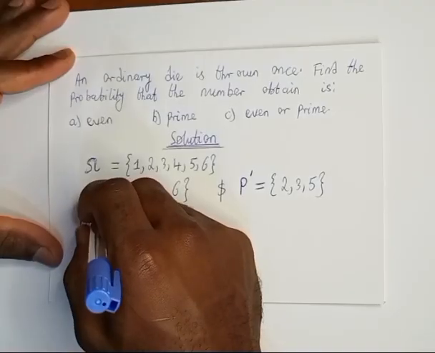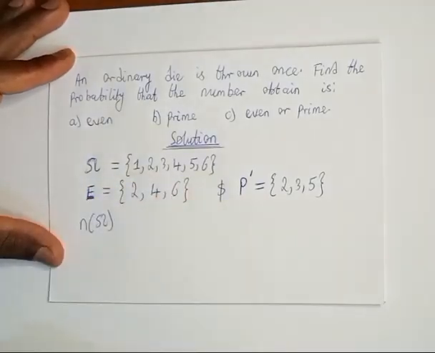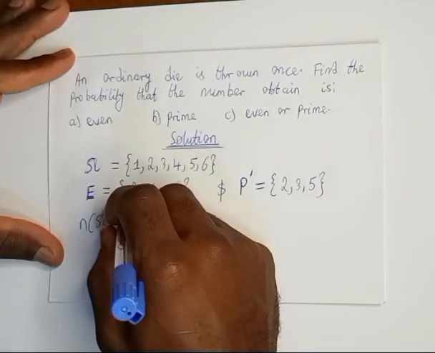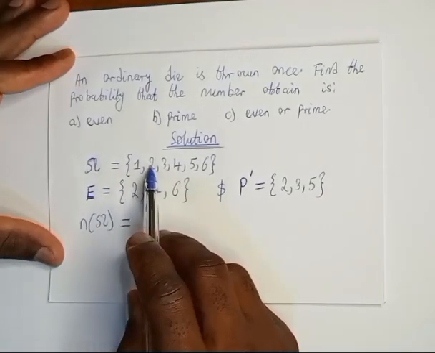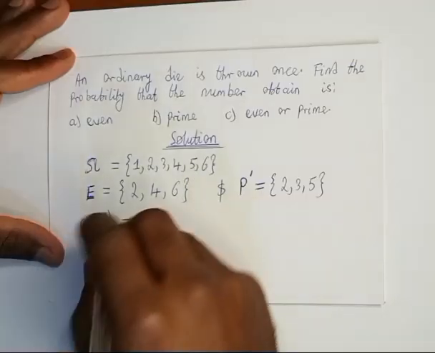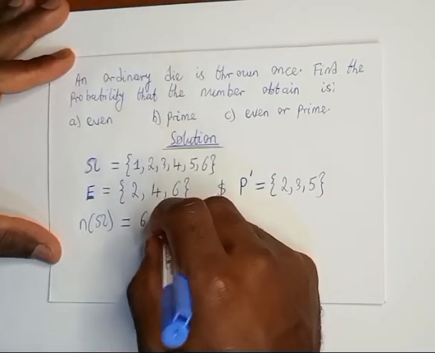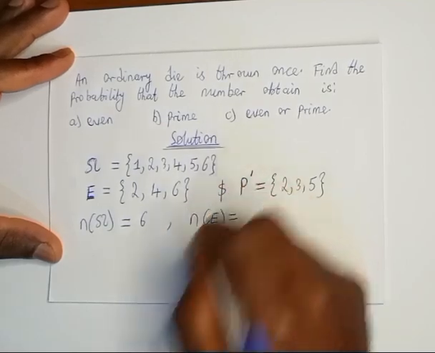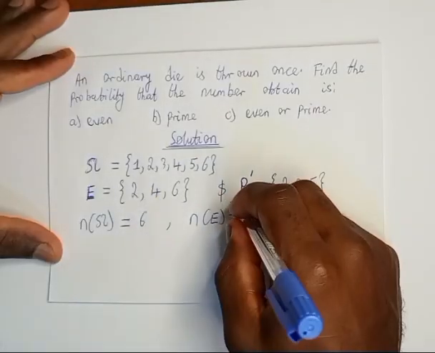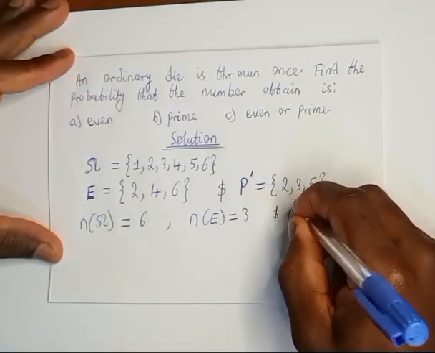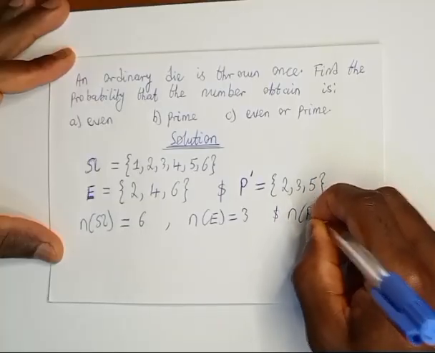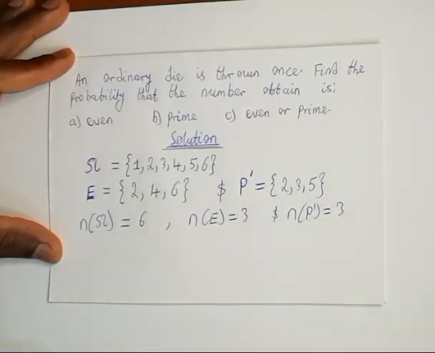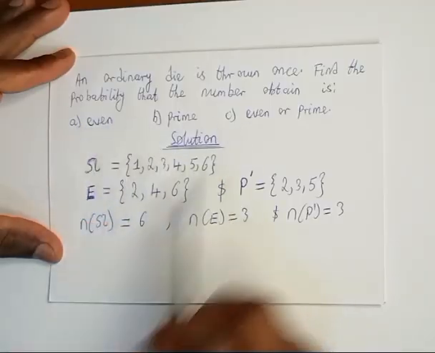N of the sample space, that means the cardinality of the sample space, has 1, 2, 3, 4, 5, 6 possible outcomes. N of E, the cardinality of E, is 3, and the cardinality of P prime is 3. Now we can proceed to answer the following questions.